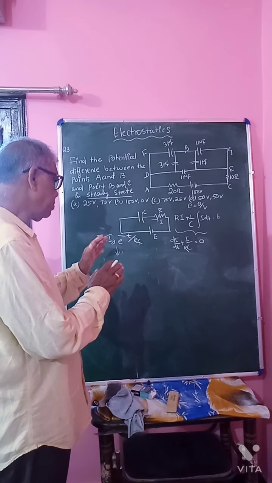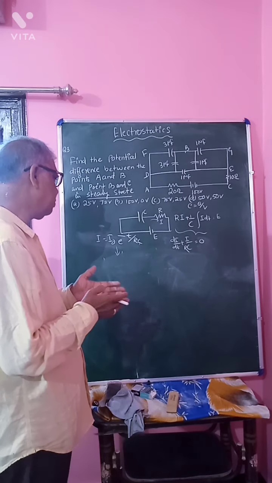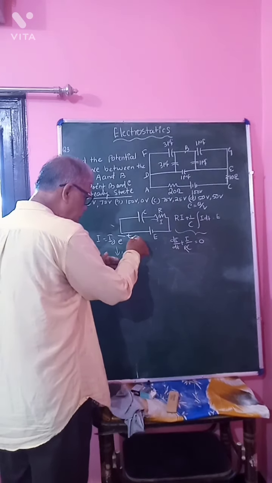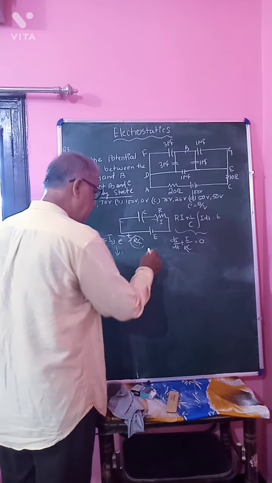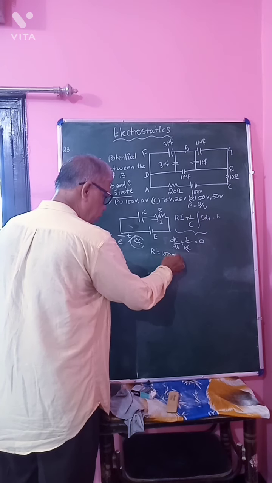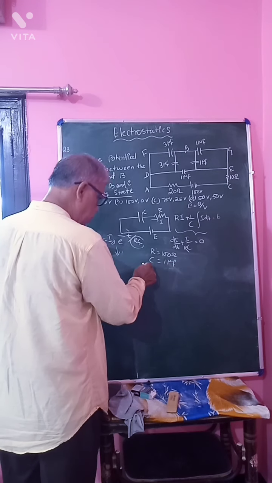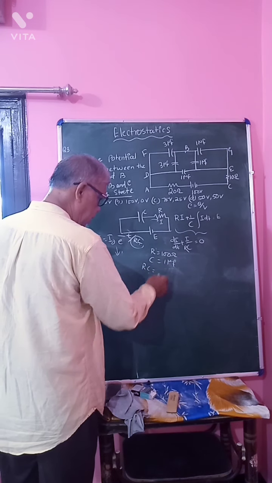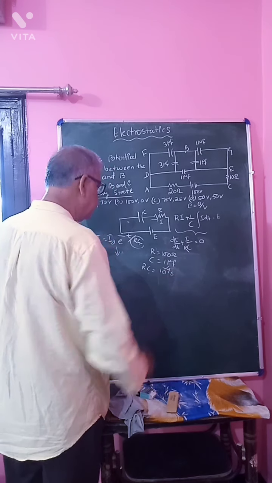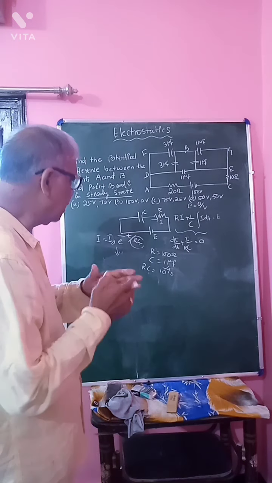Now, I want to tell you the difference between a transient behavior and steady behavior. RC is called the time constant. For example, say the resistance included in the circuit is 100 ohm and capacitance is 1 microfarad. So, the RC value is equal to 10 to the power minus 4 second. Now, what is the physical significance?